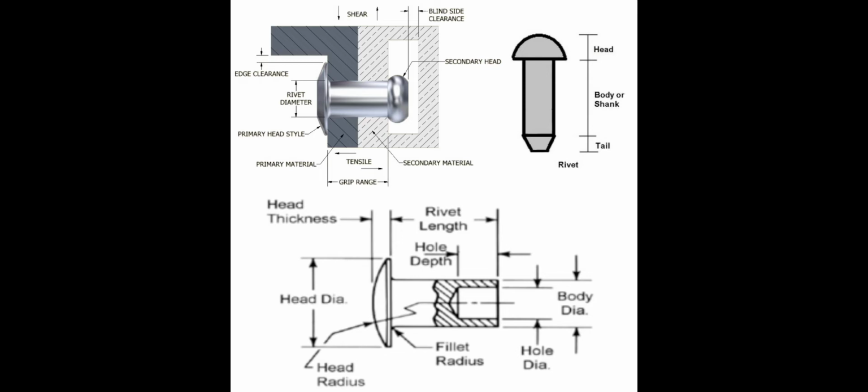What are the proper dimensions for the shop head of a rivet? The shop head is the squish part, 1.5 times the diameter in width, and 0.5 times the diameter in height after bucking.